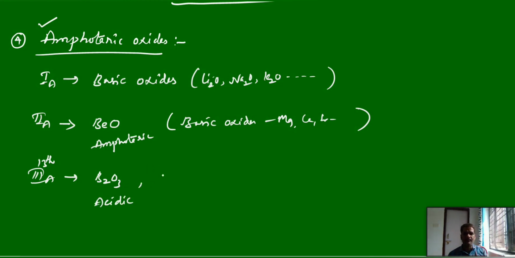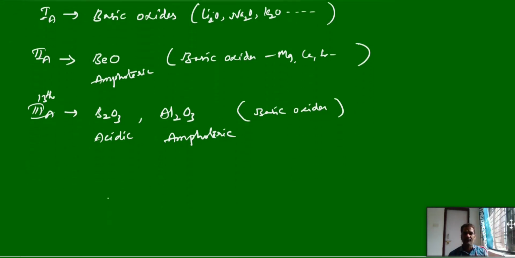Next, aluminium. Aluminium oxide is amphoteric in nature. You should remember this. The rest of the elements' oxides are basic in nature. So in the second A group only beryllium, and in the third A group only aluminium, is amphoteric.